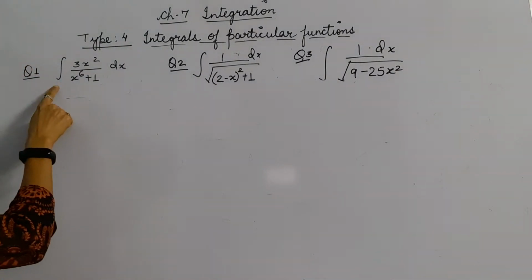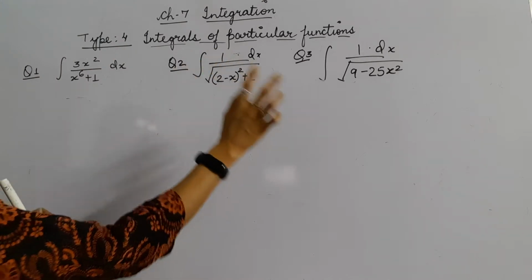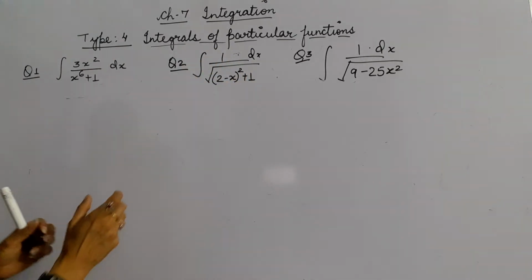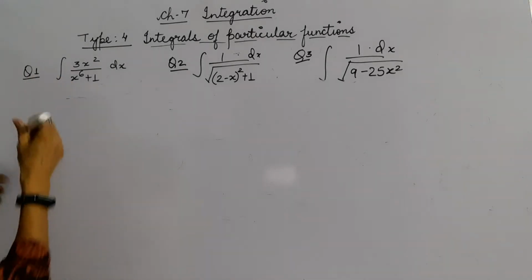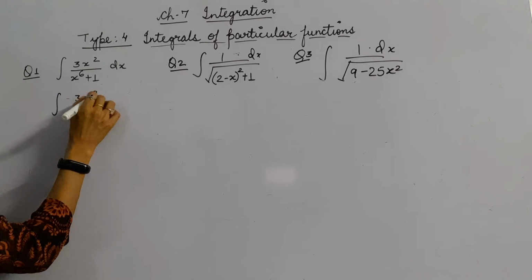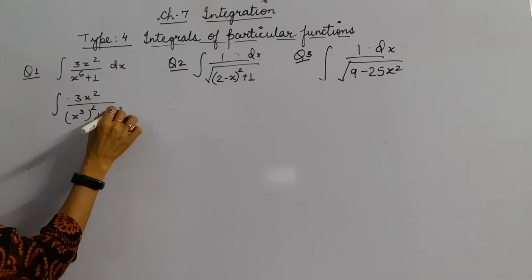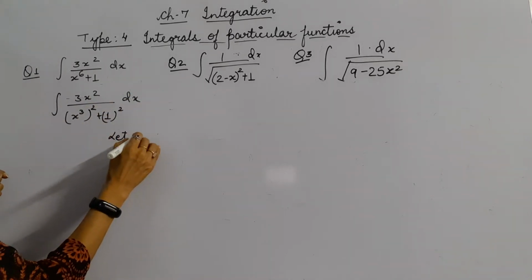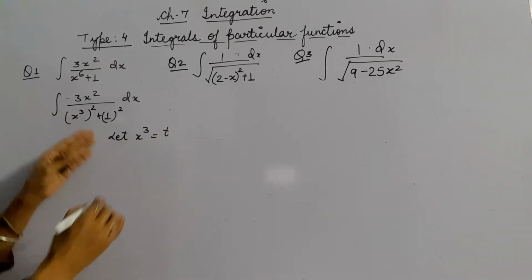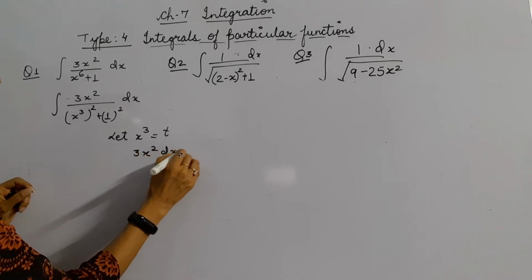Here it is given integration of 3x square upon x raised to power 6 plus 1 dx. Children, whenever you get in the denominator a quadratic polynomial, then you try to convert this into perfect square terms. So I can write it as 3x square upon (x cube) whole square plus 1 whole square dx. Now I can let x cube equal to t. So I am going by substitution method. So it will give me 3x square dx equal to dt.